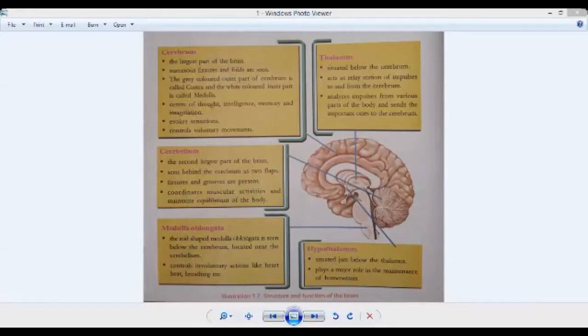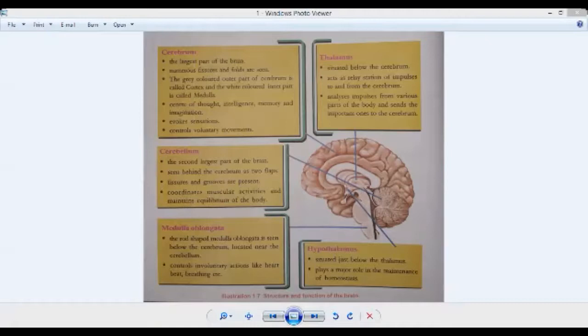The next part is the medulla oblongata. You can see from its shape itself, it's rod shaped. The rod-shaped medulla oblongata is seen below the cerebrum. You can see the position of the medulla oblongata in the picture: it's below the cerebrum and near the cerebellum. And what is its function? Controls involuntary actions like heartbeat, breathing, etc. We all know that involuntary activities are out of our control. We can't control the involuntary activities.